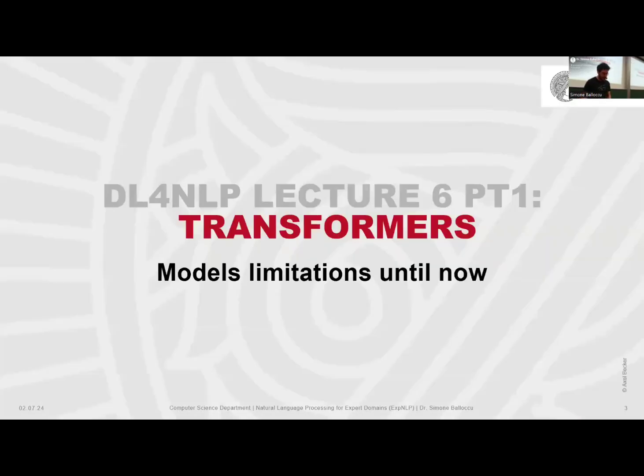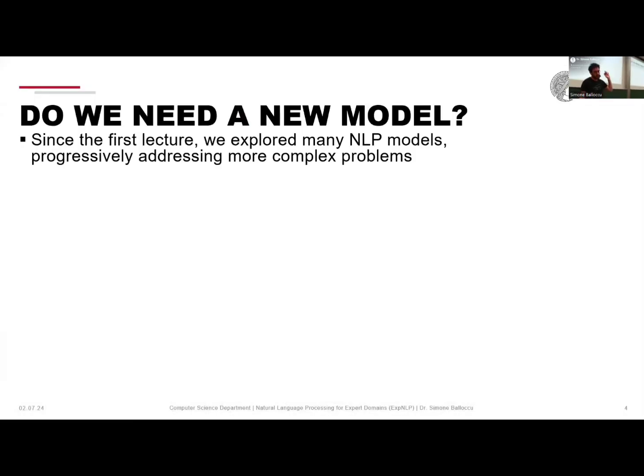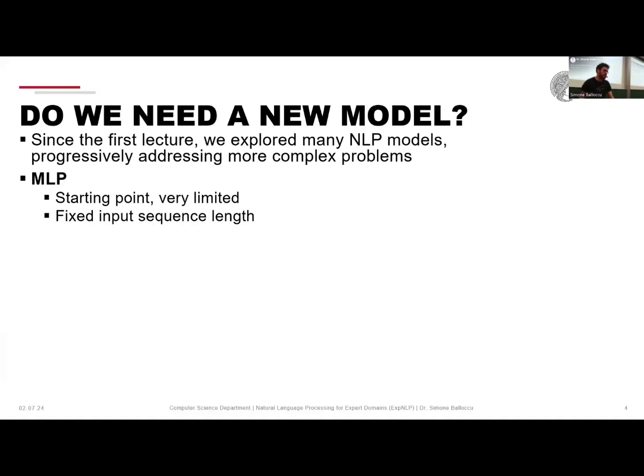So let's start with the model's limitation as usual. Let's start with a bit of motivation. Do we need a new model? If you go back from lecture 1, we see many models that progressively address more complex problems. We augmented the number of parameters. We introduced a different kind of elaboration. So we started with a multi-layer perceptron. Actually, if you want to be more precise, we started with a linear perceptron. Then if you add layers, it becomes a multi-layer perceptron. Very limited, it was basically a toy model just to show us how training a model works. And it also has the issue that we have a fixed input sequence length. So we always needed to assume how many words, for example, would fit into it.